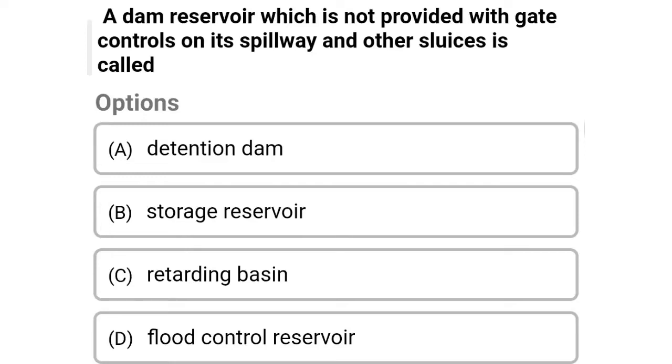Welcome to civil engineering exam. Today we are going to see the MCQ of water resource engineering in the topic of reservoir.